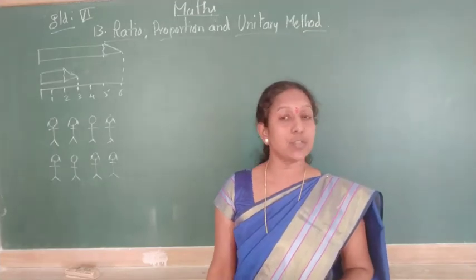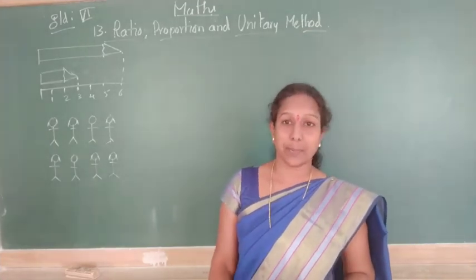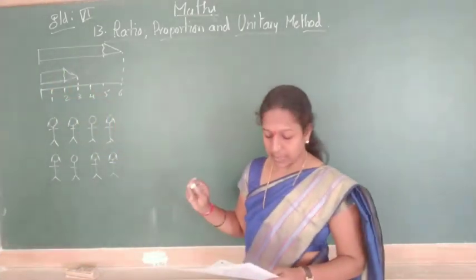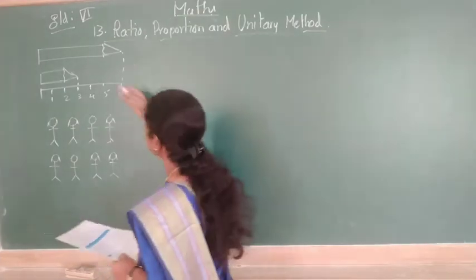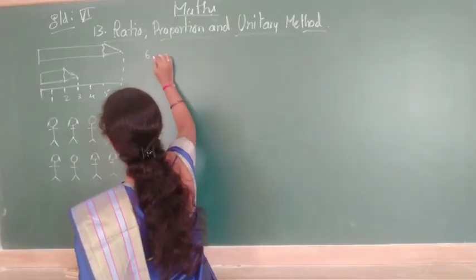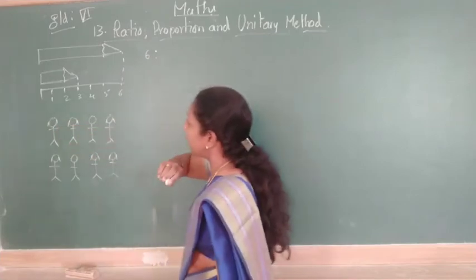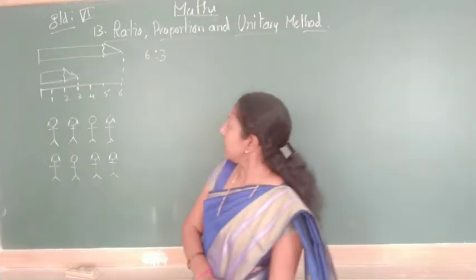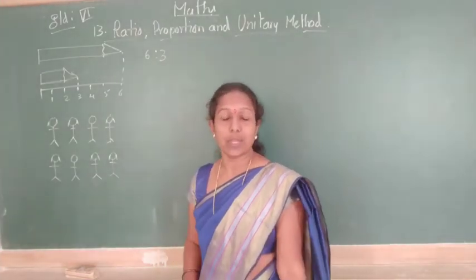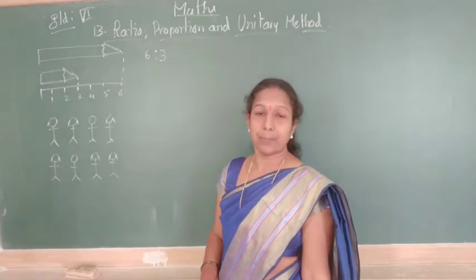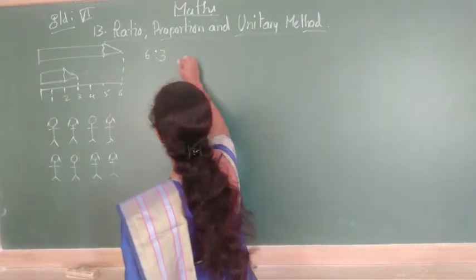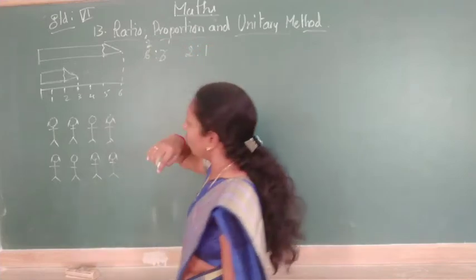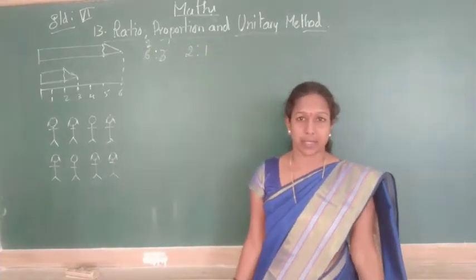So here first we should write the length of the big pencil. What is the length of the big pencil? That is 6 units. We can say 6 centimeters. Okay, and then what is the length of the small pencil? That is 3. So the ratio of this is 6:3. This one we can write in the simplest form, that is, 3 ones are 3, 3 twos are 6. So I can write it as 2:1. Okay, so this is how we can write.